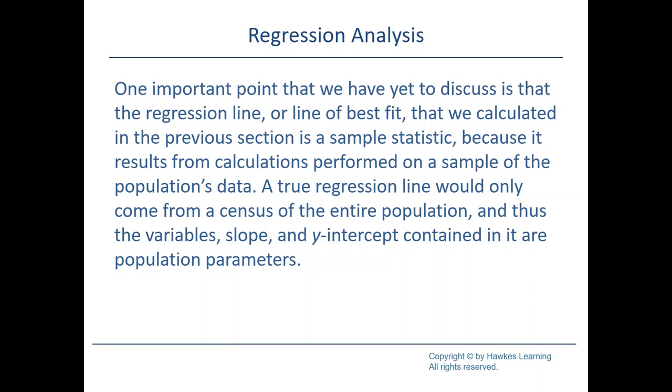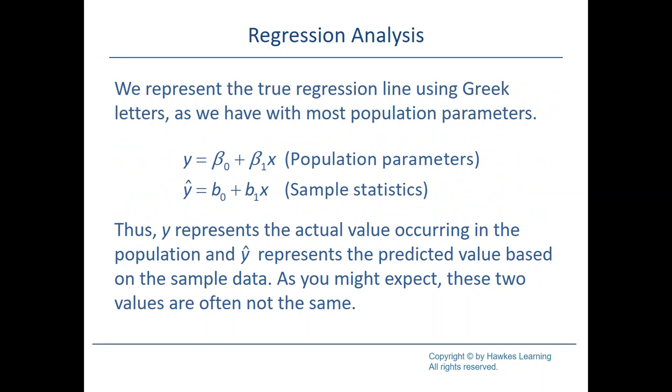That does mean that there are variables, there are slopes, there are y-intercepts. It contains all of that information from the population parameters. Since we represent true regression lines using Greek letters, for the most part we will use those for population parameters. If I'm talking in terms of a population, I will say y equals beta naught plus beta sub 1 times x, and that's my population parameter. Whereas when I do statistics, it's y hat equals b sub naught plus b sub 1 times x.